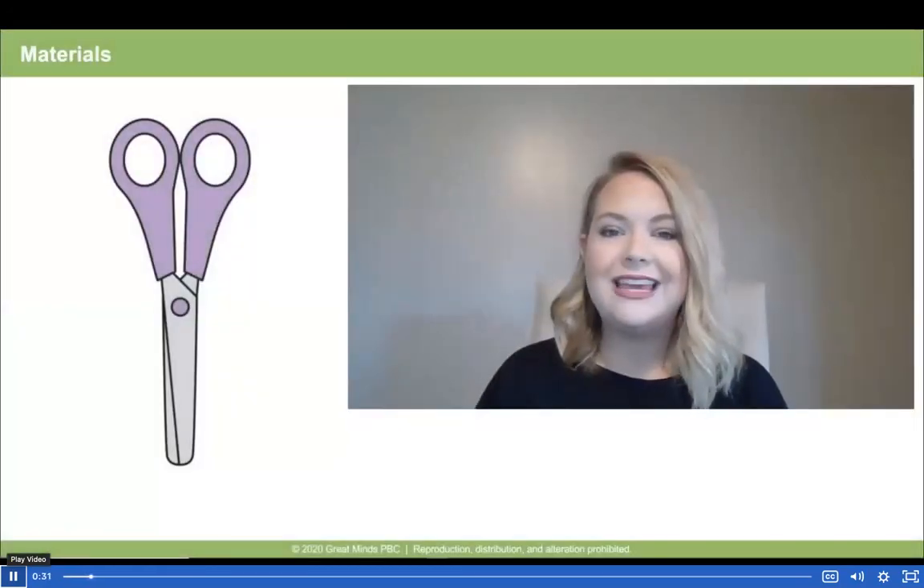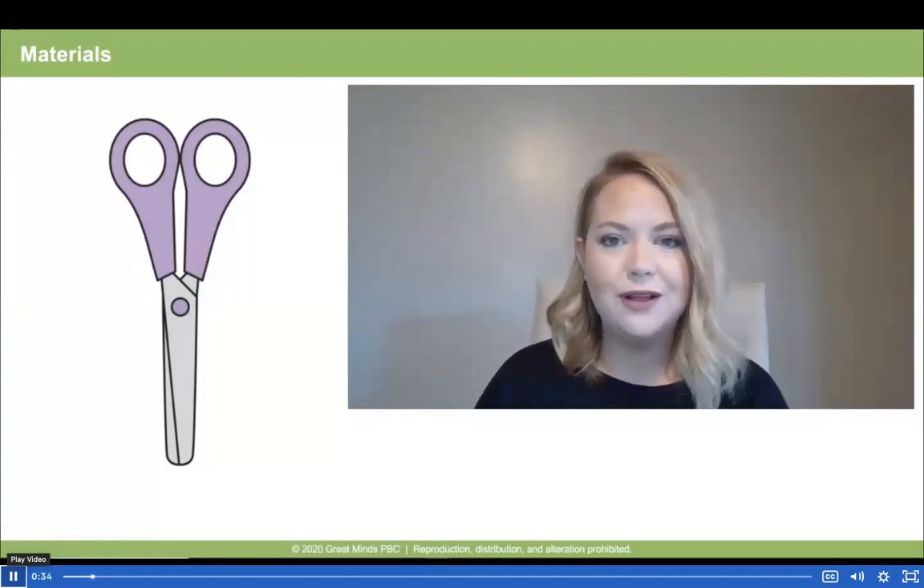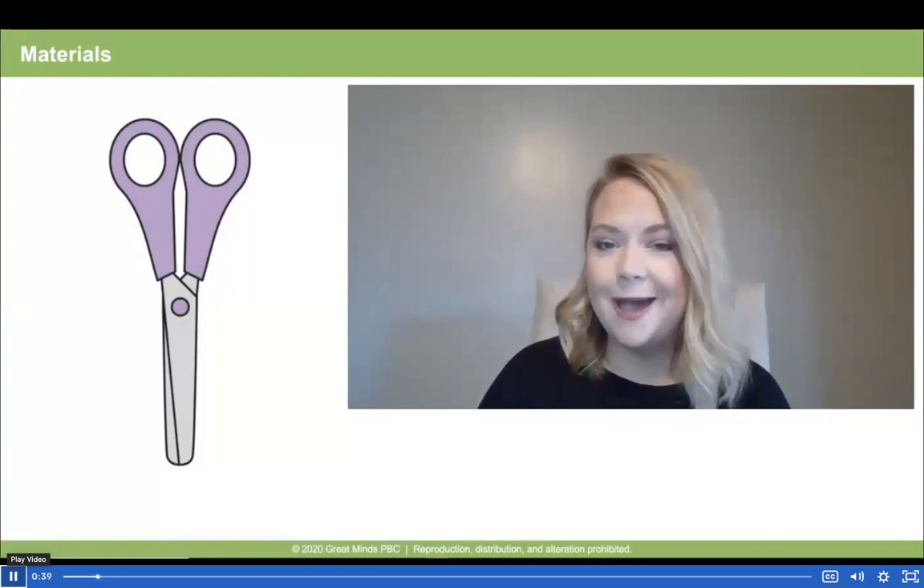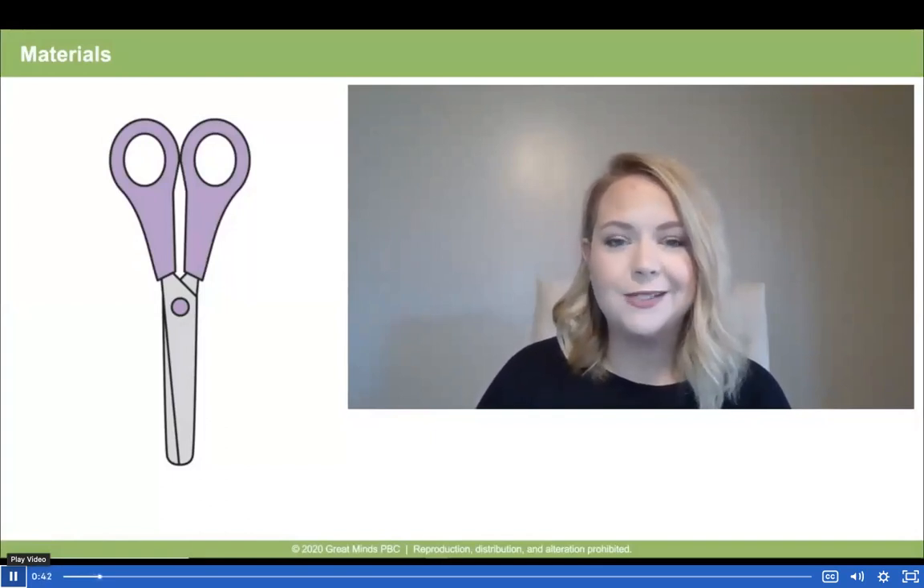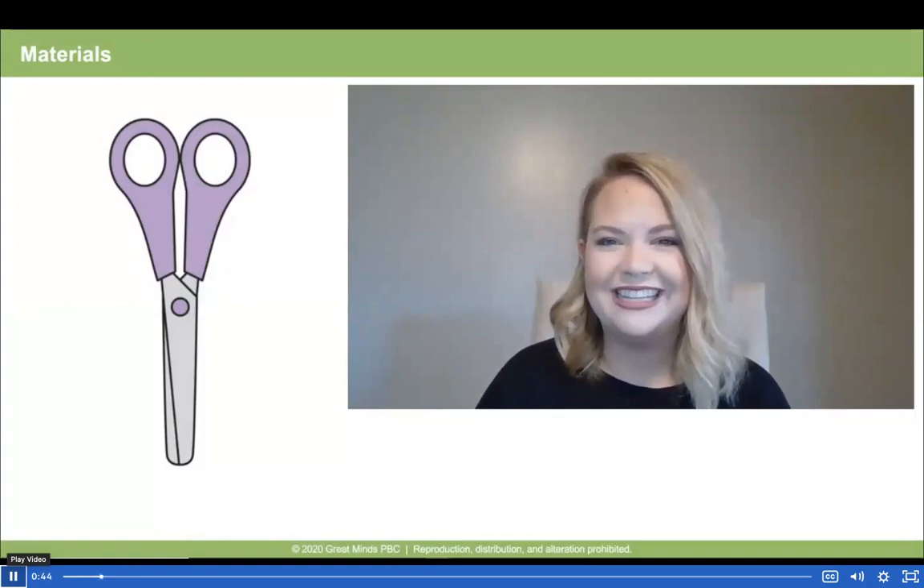The only thing that you are going to need for our lesson today is a pair of scissors. So if you need to, go ahead and push pause now and go find that pair of scissors so that we can begin our lesson.